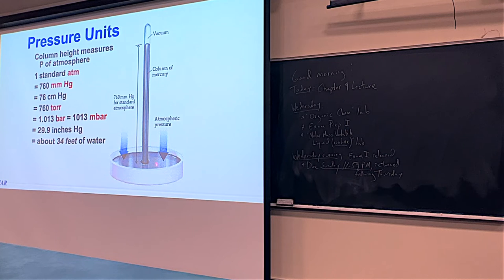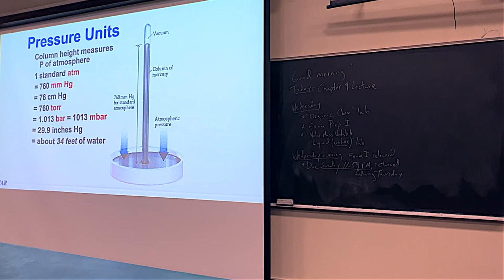Now, mercury is super toxic. With a thing like this, it can absolutely spill. You might be thinking, why are people using mercury? Well, another, of course, common liquid is water. And if you made a barometer column with water and you wanted to measure it, it would be 34 feet high, all right? And that's pretty high.